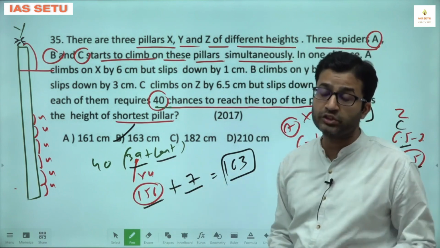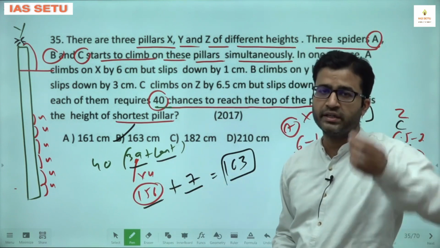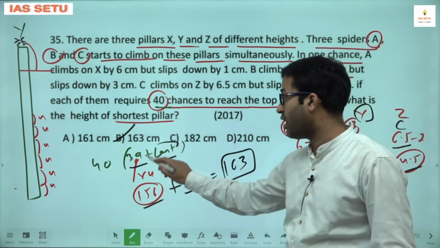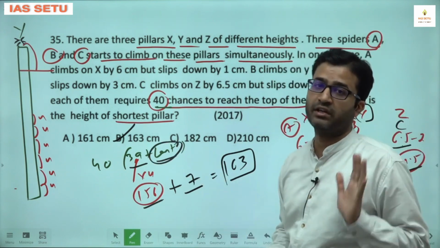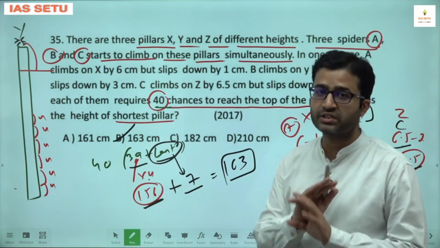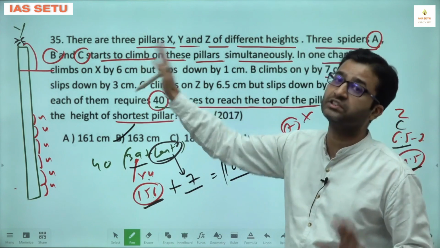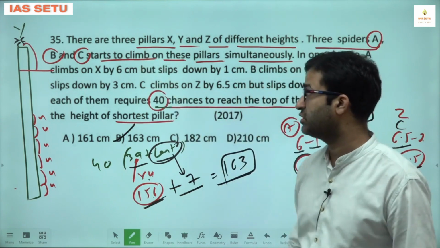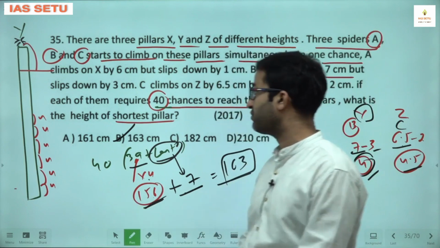In this type of question where a spider or monkey climbs then slips down, climbs and slips down, the last chance is very special in their life. 39 into 4 is 156, and in the last chance they just climb, they will not slip down because they reach the top. 156 plus 7 is 163. Question number 35, answer is 163.